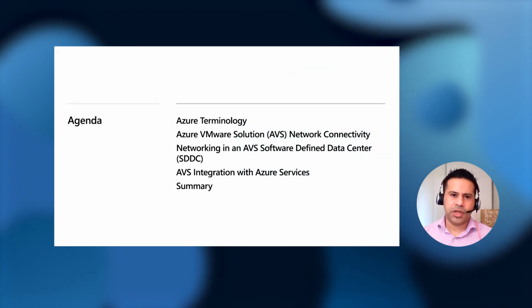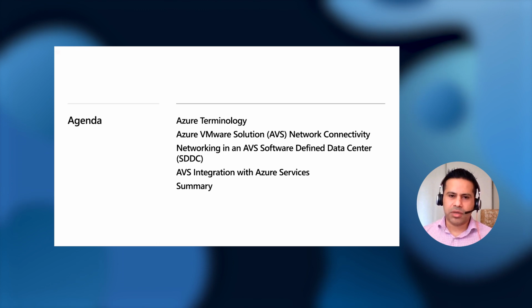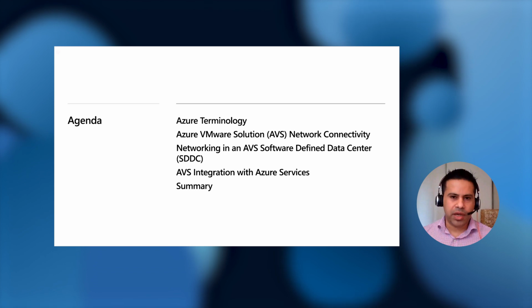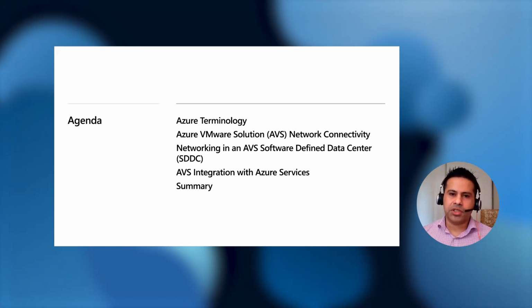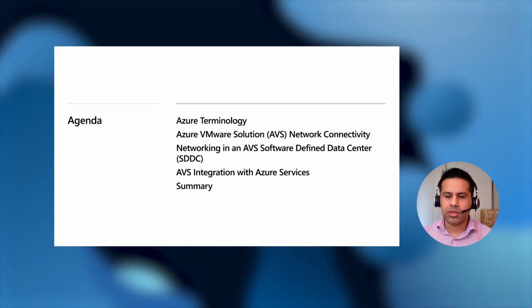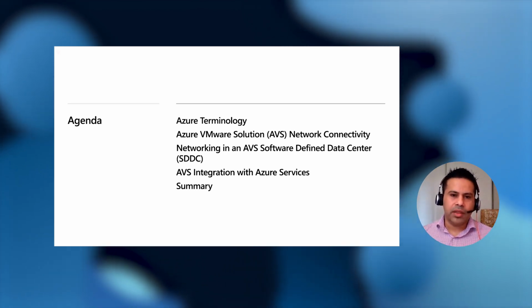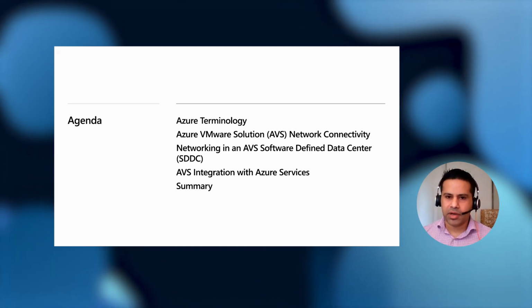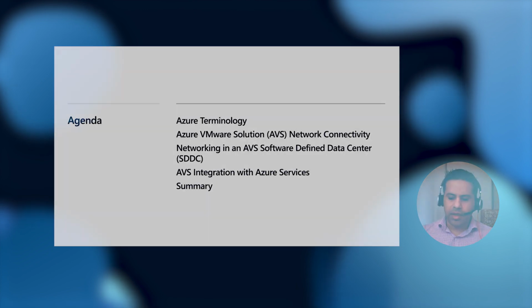So let's take a quick look at the agenda. We'll cover basics of Azure. This is a quick section. I don't want to go too deep into the Azure terminology. This is for VMware VI admins who may or may not have exposure to Azure. And then we're going to get to the meat of the presentation, which is Azure VMware Solution network connectivity as to how you connect to Azure VMware Solution from your on-premise environment. And then we'll switch to networking within an AVS software-defined data center or a private cloud. And finally, we'll talk about one of the integrations of AVS with Azure Native Services, and we'll go from there.